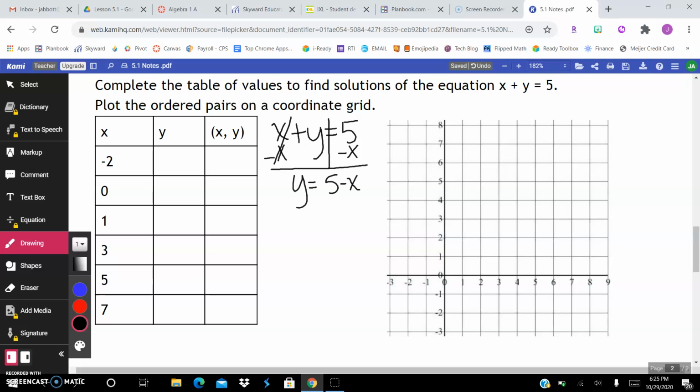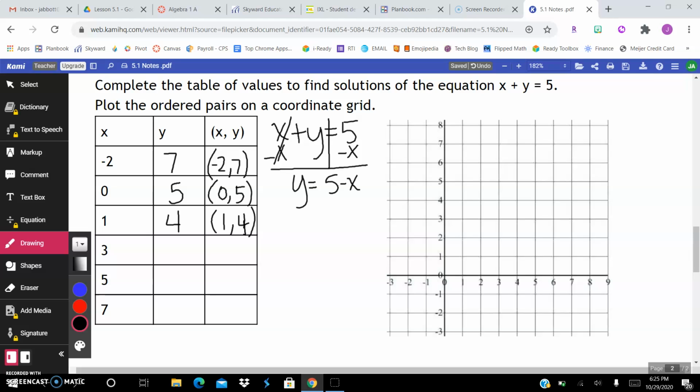So if I plug in -2, I'm going to have 5 minus a -2, which is really 5 plus 2. So the y would be 7, and an ordered pair would be (-2, 7). And then if I plug in 0, 5 minus 0 is going to be 5. So my ordered pair would be (0, 5). If I plug in 1, 5 minus 1 is 4. So ordered pair (1, 4).